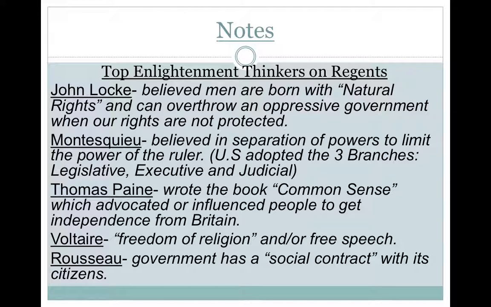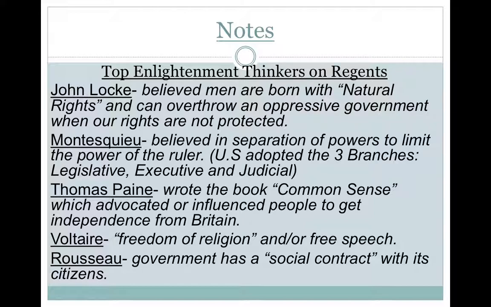Montesquieu is going to believe in separation of powers to limit the power of the ruler. Montesquieu was particularly talking about kings, but the United States was able to adopt his beliefs and implement them in what we have now with the three branches: the legislative branch, the executive branch, and the judicial branch. So the executive, who would be like the ruler, gets checked by Congress and the judicial branch regularly.